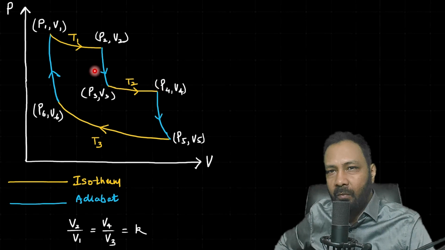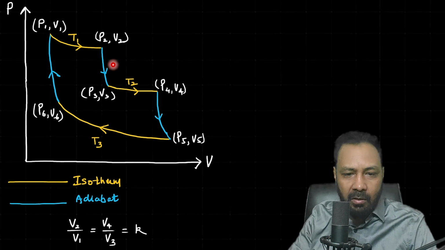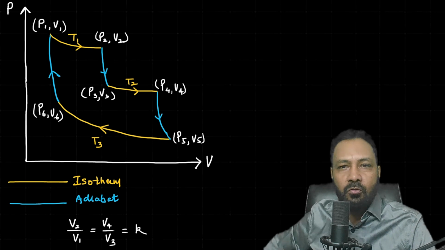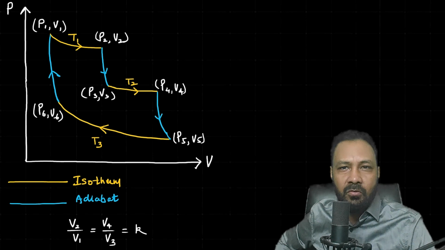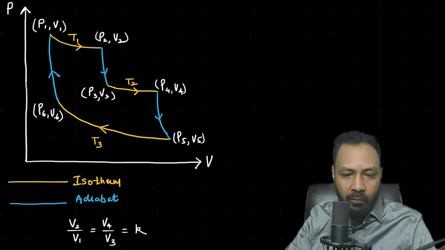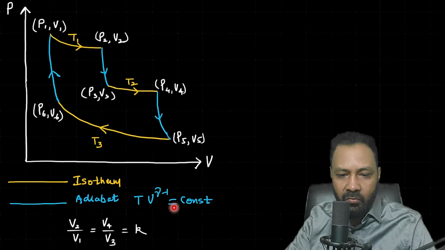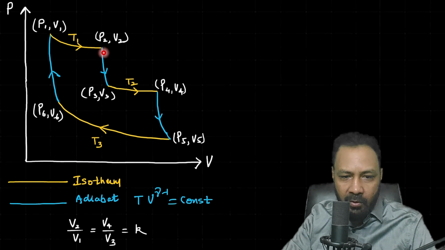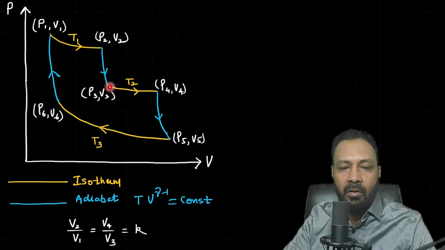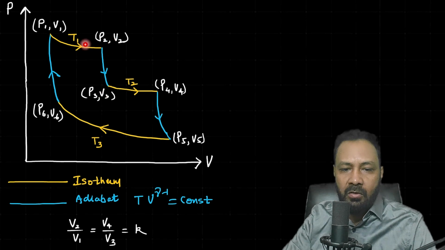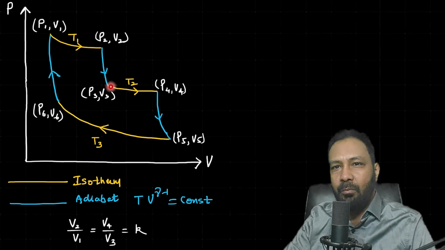I want to apply the adiabatic equation. That equation is T into V power gamma minus 1 is equal to constant. Suppose I first apply it for this adiabat, at this point and this point. At this point temperature is T1 and the volume is V2, and at this point temperature is T2 and volume is V3. So T1 V2 power gamma minus 1 is equal to T2 V3 power gamma minus 1.